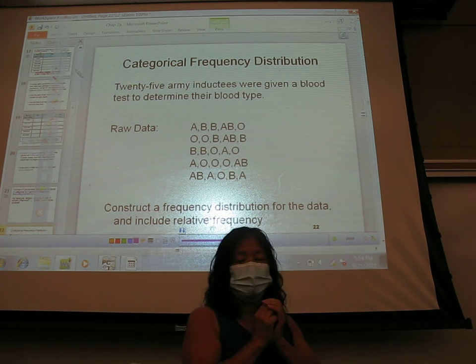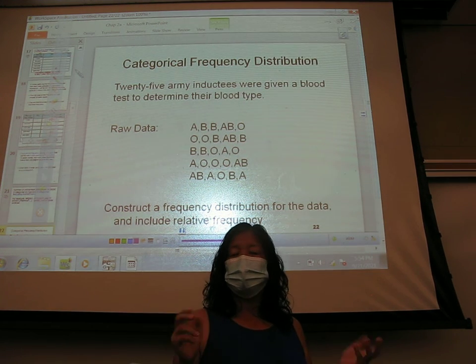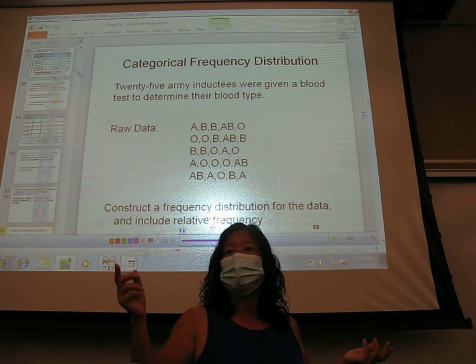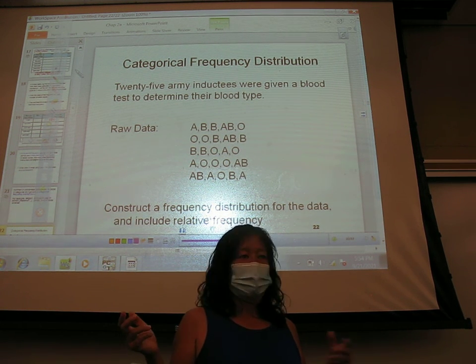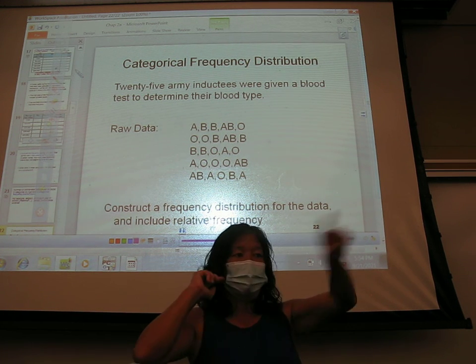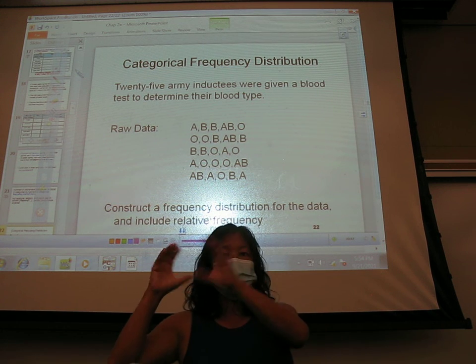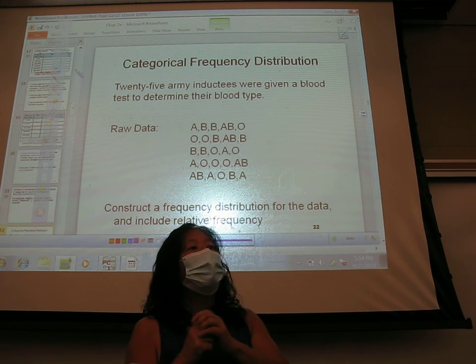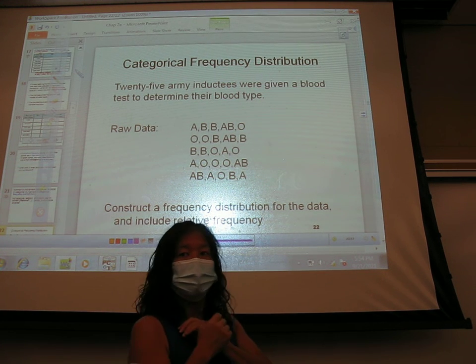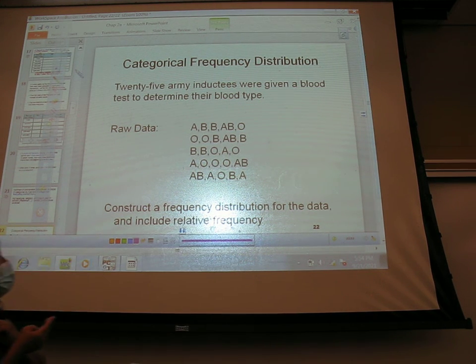What are your options? What are the things you're looking at? Like cats, houses, what? People's blood types. Yeah. So your things are going to be blood types. How many blood types do you have? 4. Good. A, B, O, and AB. So that should be the beginning of your table.